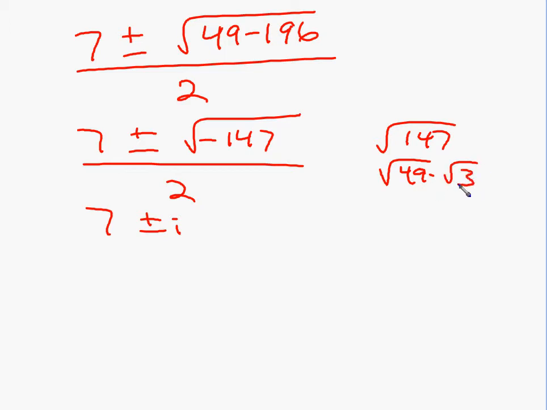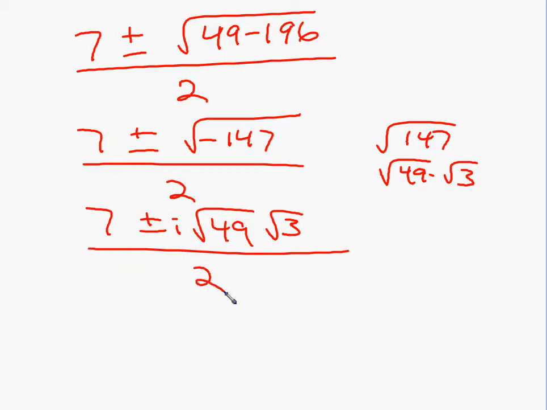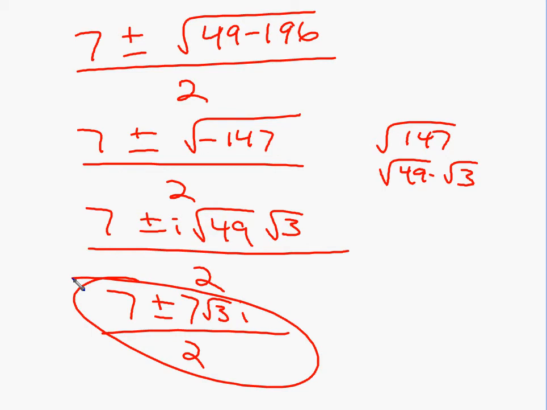Okay, use your root sheets to look for those perfect squares. So this is the square root of 49. This is the square root of 3. We're still over 2. So this would be 7 plus or minus 7 radical 3 i all over 2. I don't see any need to take out the 7 because there's no factors of 7 in the bottom. So there's my imaginary solutions to that polynomial.